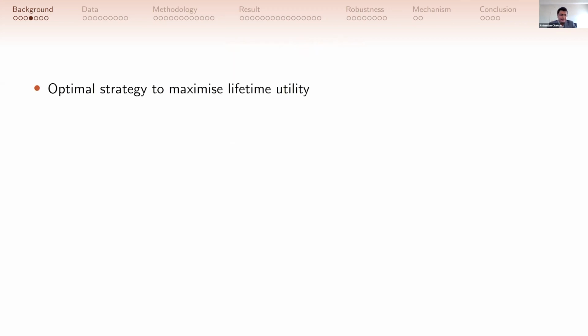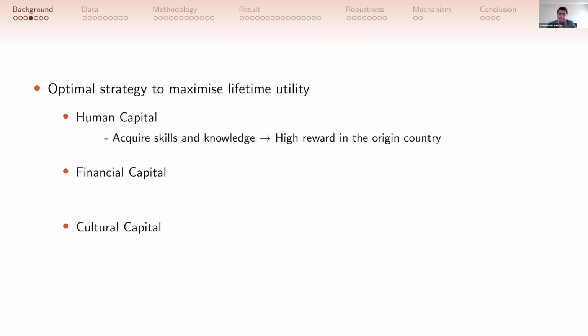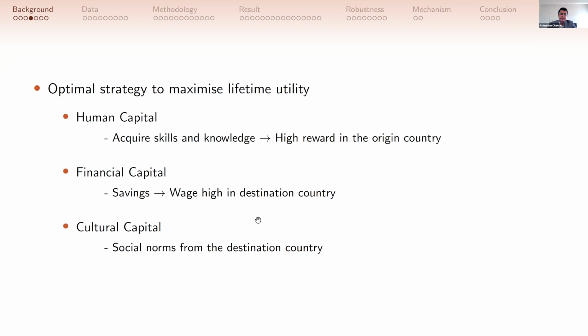When a migrant migrates, their optimal strategy is to maximize lifetime utility. With that, three types of capital occur: human capital, financial capital, and cultural capital. Regarding human capital, there are skills and knowledge, which are highly rewarding in the origin countries when they return back home. Financial capital occurs as savings, because wages are generally high in destination countries when migrants move from a developing to a developed country. And cultural capital occurs as social norms from the destination country as well. There is evidence in the literature regarding all these three capitals.